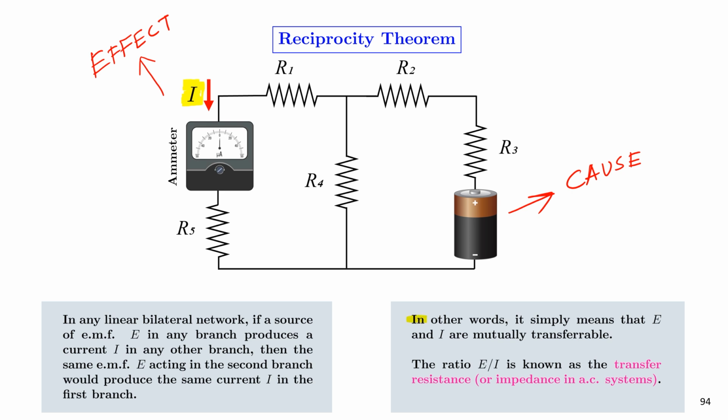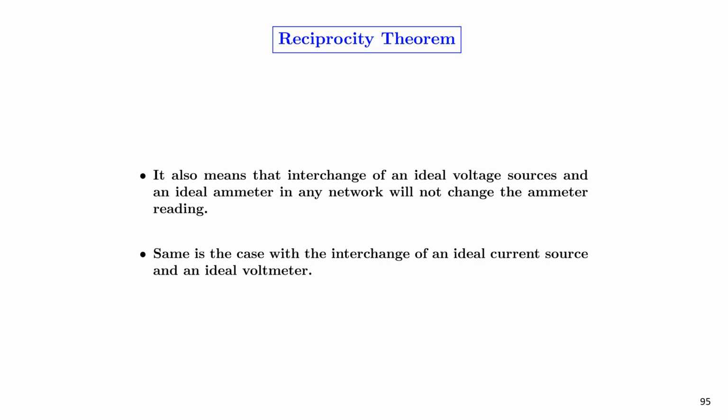In simple terms, it essentially means that E and I in a circuit are mutually transferable. And the ratio E over I is known as the transfer resistance, or impedance in AC systems. The reciprocity theorem also indicates that an ideal voltage source and an ideal ammeter in any network can be interchanged without any change in the ammeter reading. And the same is the case with the interchange of an ideal current source and an ideal voltmeter.